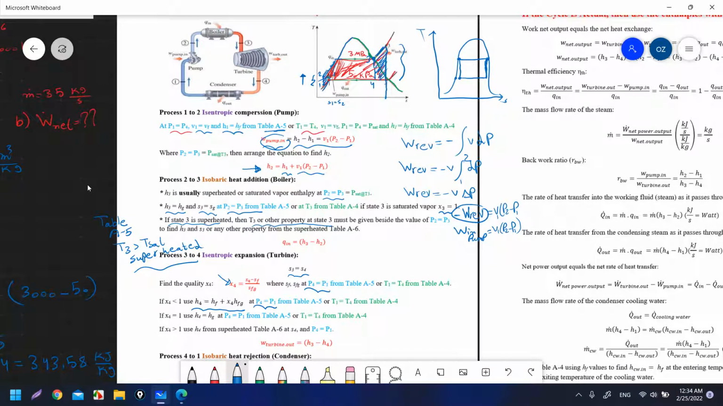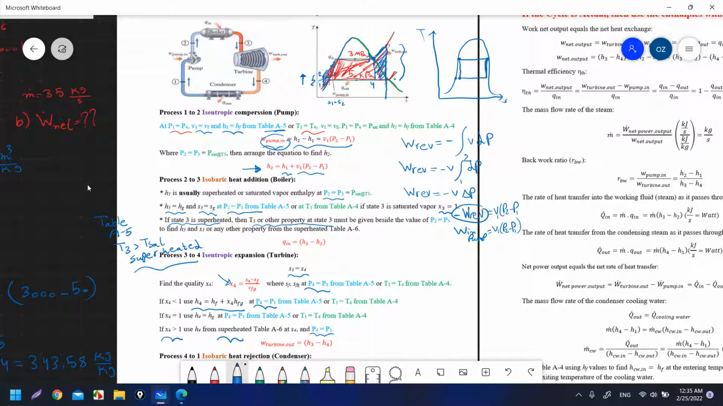But if the quality is higher than 1, and I think this came in one of the final exams, that means that there is no quality already. It means that it is a superheated state. It is here, not inside the dome. So you will use table A6 at the pressure P4 equal to P1, and I will say why.